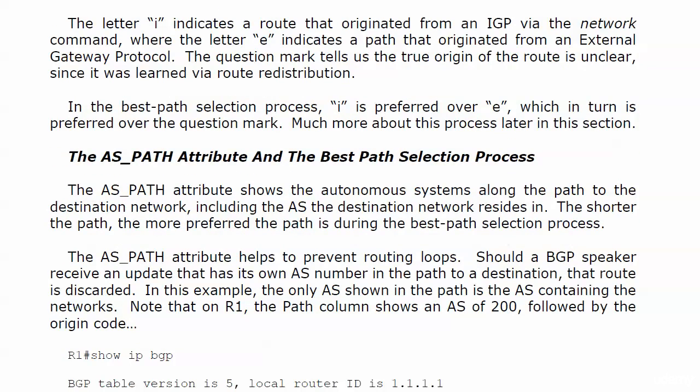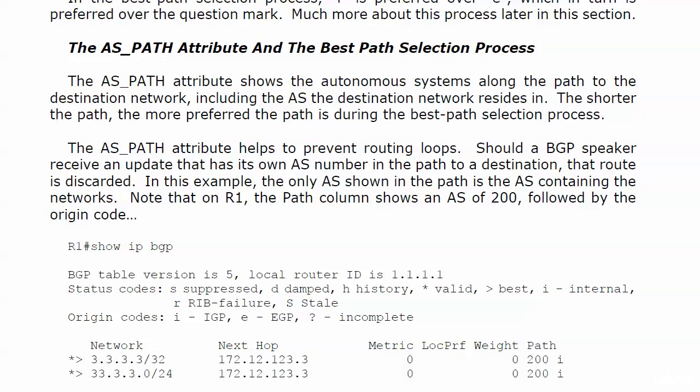And by golly, look at this, it's later in this section. We're going to talk about the best path selection process here and the AS path attribute, which we saw briefly in the other video. The name is the recipe. It shows us the autonomous systems along the path to the destination network, including the AS the destination network resides in. The shorter the path, the more preferred the path during that best path selection process.